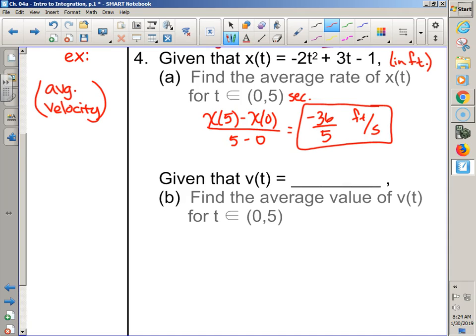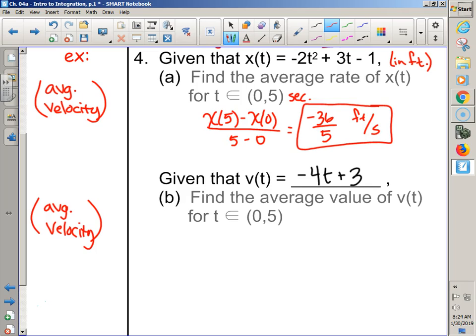But what if instead of giving you position, they gave you velocity? How do you find the average value of v of t? Isn't that still average velocity? Do you guys agree? There are different ways of saying it, but the average rate of change of position is an average velocity, and the average value of velocity is an average velocity.